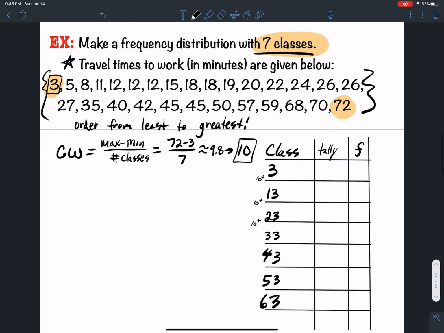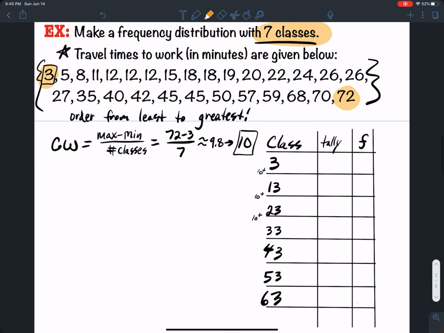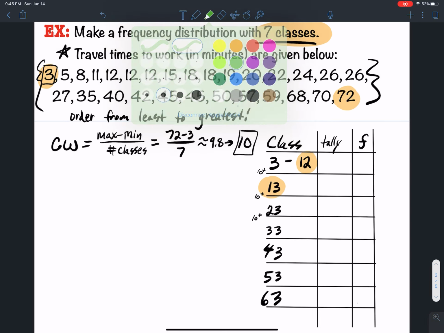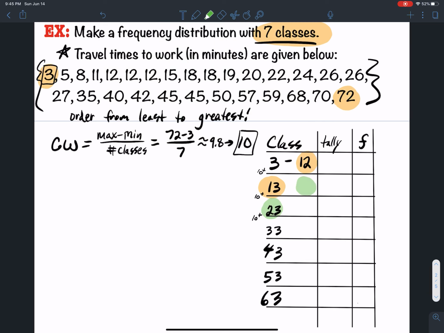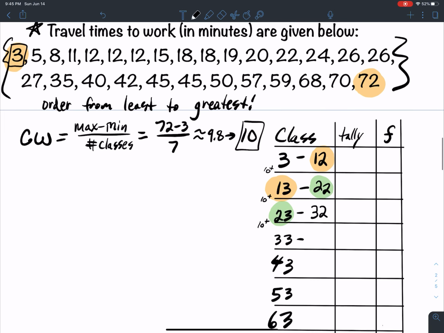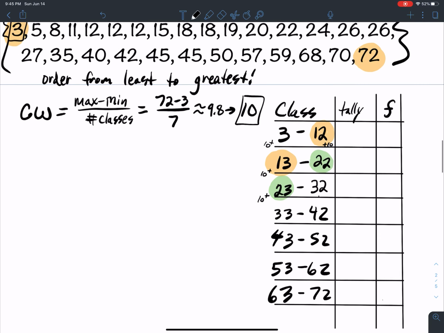Now, what do we know? We know that classes do not overlap, right? So if this second class starts with 13, then the first class has to end with 12. So it's 1 less than it. And if this one starts with 23, where does that one have to end? It has to end at 22. And so we continue this game, and we start to see a pattern. All we have to do to get the next one is add 10, right? If we add 10, we get 22. Add 10 again, we get 32, then 42, then 52, then 62, and then 72 right there.